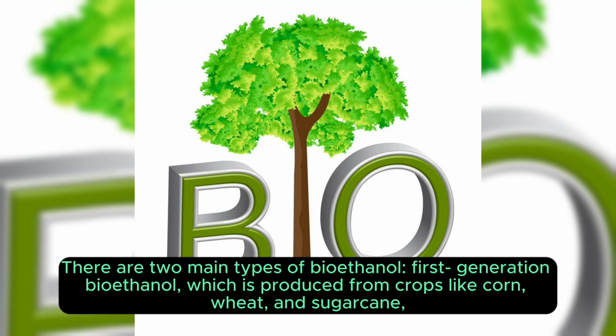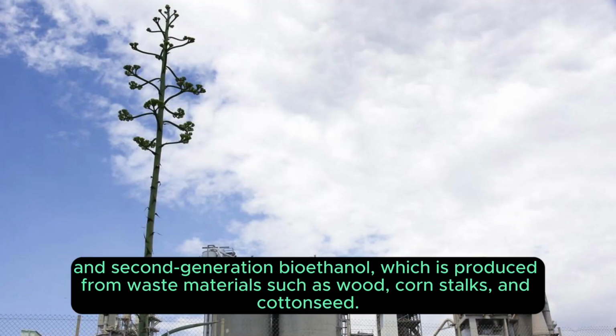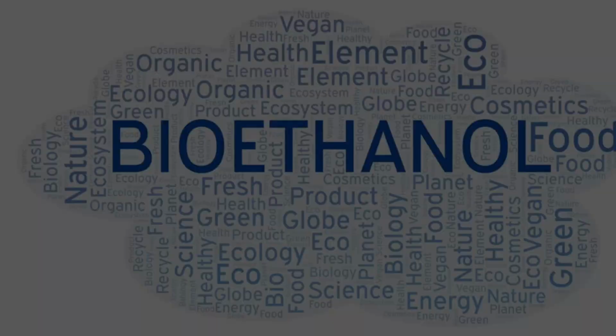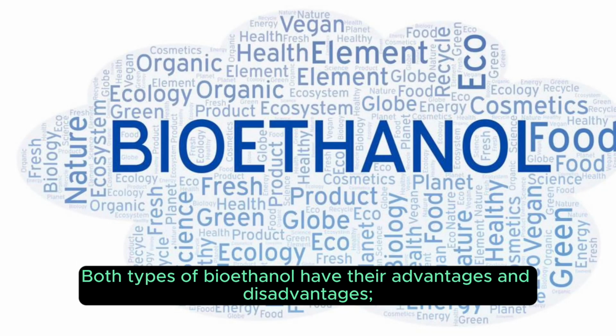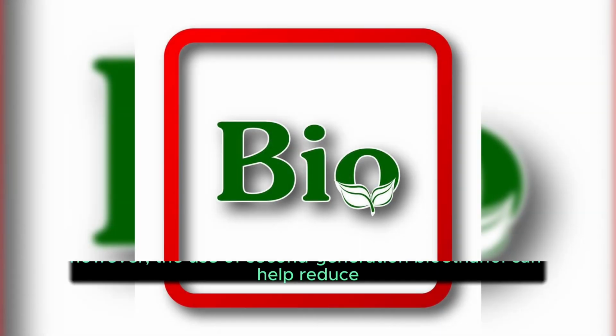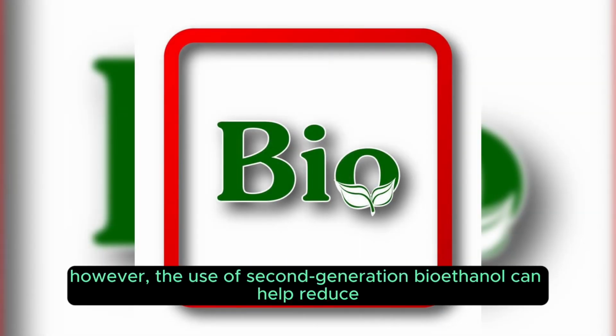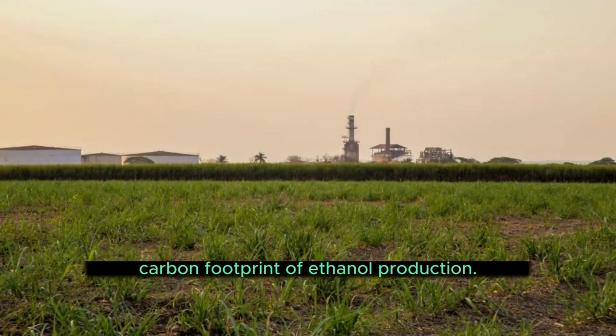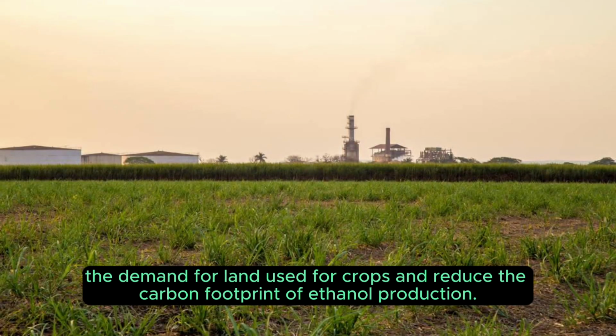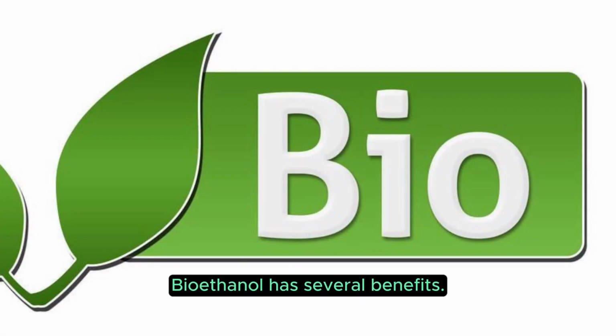There are two main types of bioethanol: first-generation bioethanol, which is produced from crops like corn, wheat, and sugarcane, and second-generation bioethanol, which is produced from waste materials such as wood, corn stalks, and cotton seed. Both types of bioethanol have their advantages and disadvantages. However, the use of second-generation bioethanol can help reduce the demand for land used for crops and reduce the carbon footprint of ethanol production.